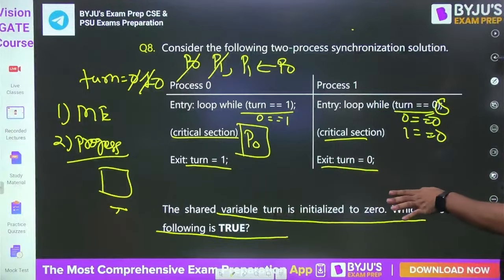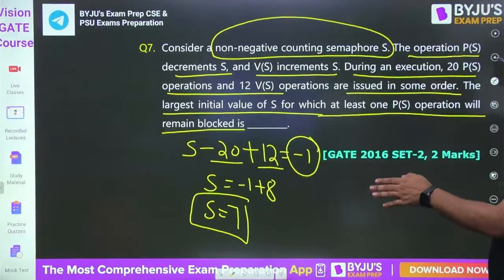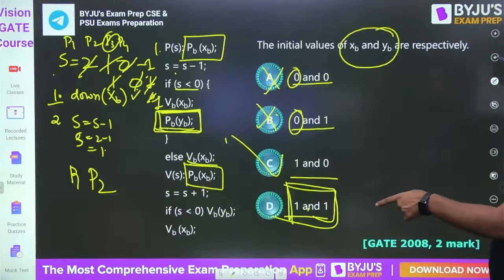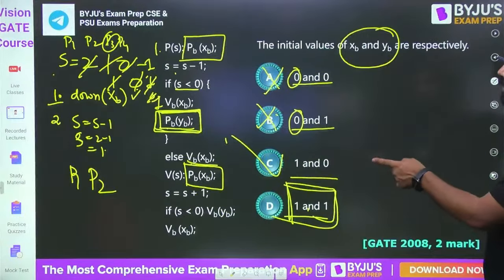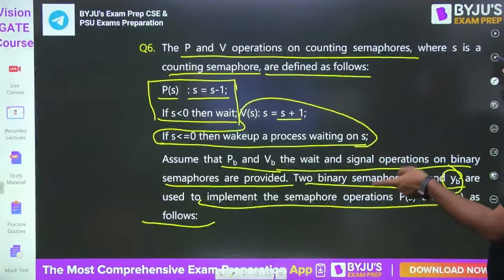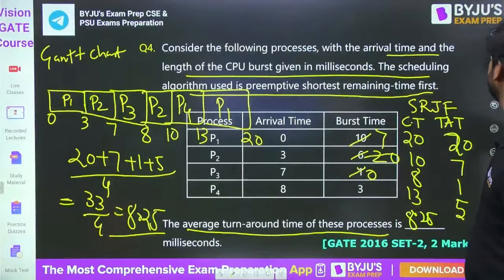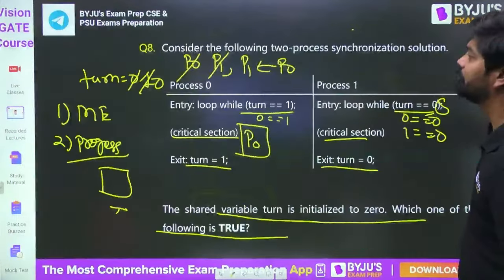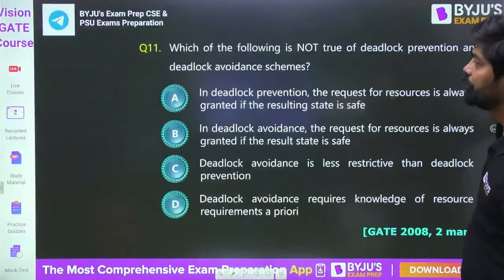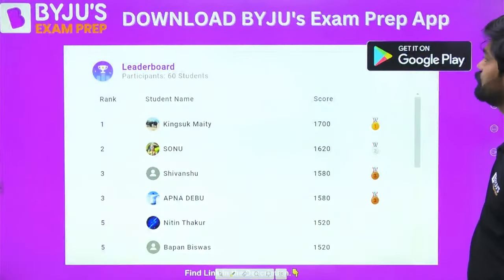If you see this one, we have already done this, s equal to 7. For this one, C, the answer will be 1 and 0. C is the right answer. For this one, shortest remaining time first we have seen. If you have any doubt, you can ask me. Okay, fine. So deadlock and other questions we can discuss tomorrow.